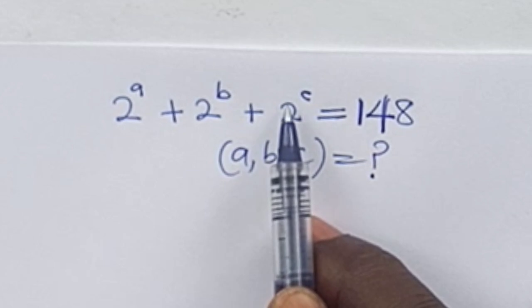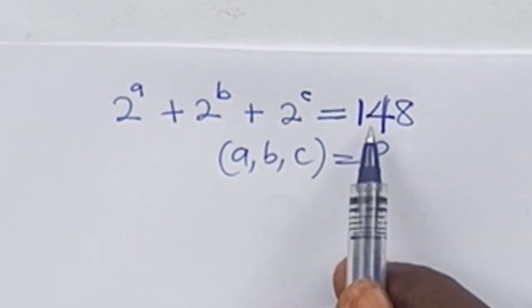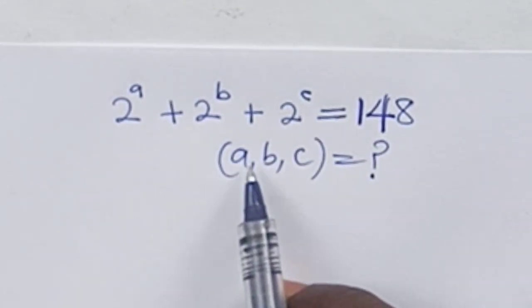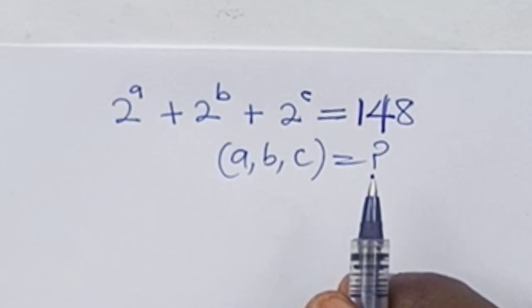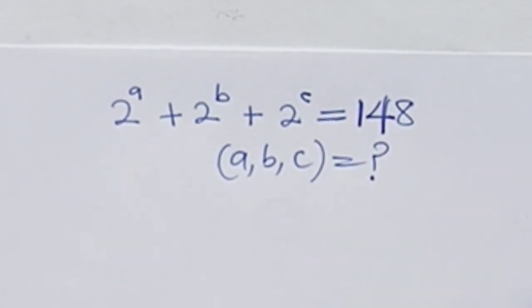2 to the power of c uniquely equals 148. A, b, and c are the unknowns. So we're going to solve together. Let's say the solution.